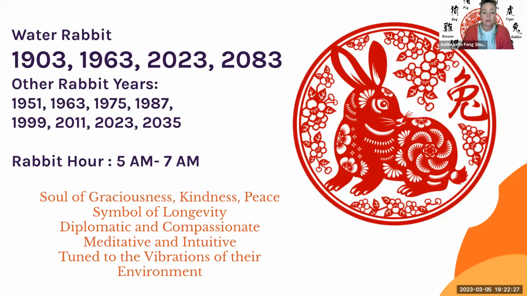insightful. Soul of graciousness, kindness, peace, symbol of longevity, diplomatic, compassionate, meditative, intuitive, tuned to the vibrations of their environment. All this is available to us this year during the year of the rabbit. Of course, there are some signs that might be more reluctant and maybe not digesting all these qualities, but again, this is by choice. It's almost like tapping into the air. It's like when we are inhaling, breathing, we are in the universal aspect, and the quality of this describes the yin water chi.